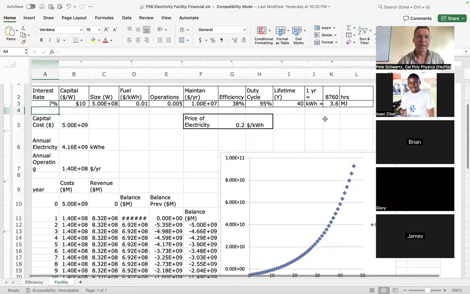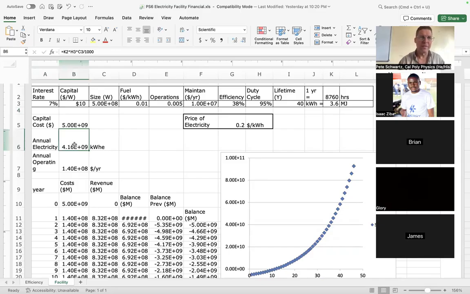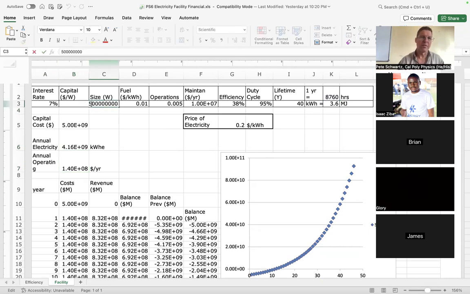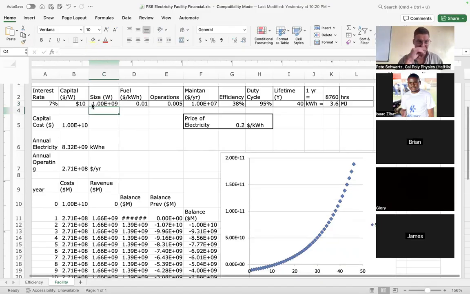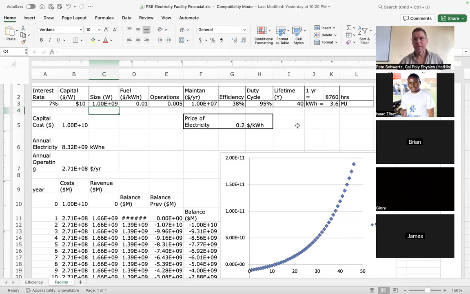So we look at the amount of electricity you generate. Double click on this, right? It's the duty cycle times the number of hours in a year times the size of your reactor. Now, this is 500 megawatts. Let's say we want to have a gigawatt facility. So we can change it to larger, and now we're generating more electricity. So that's where duty cycle comes in.